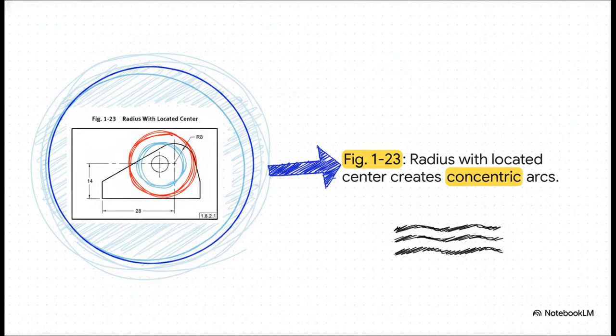Notice how the center of the radius is specifically located by those basic dimensions, the crosshairs at 14 and 28. Under the updated standard, this means the resulting boundary arcs are concentric. That one little detail completely changes how the profile tolerance zone is interpreted and ultimately measured compared to an unlocated radius. If you're not aware of this update, you are definitely going to inspect this part incorrectly.